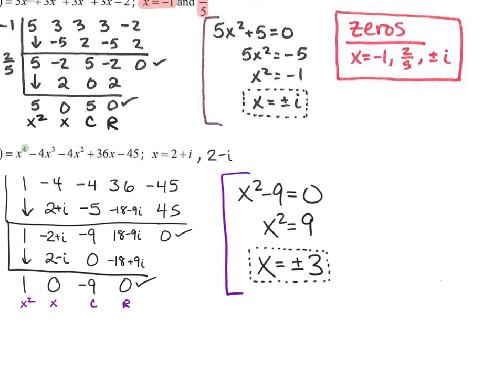which means that all of my zeros altogether are the numbers x equal to 2 plus or minus I and plus or minus 3.